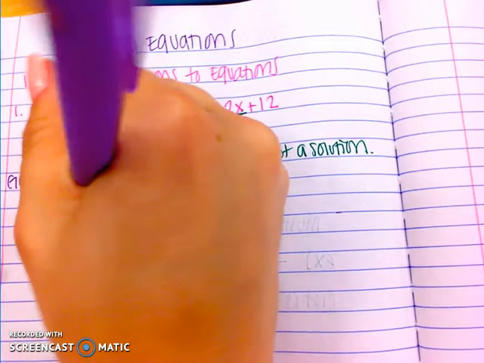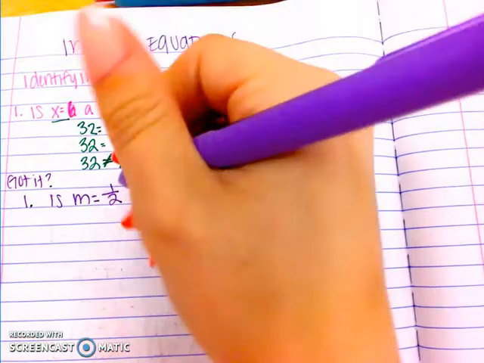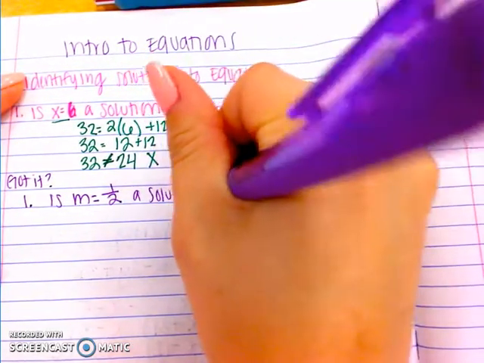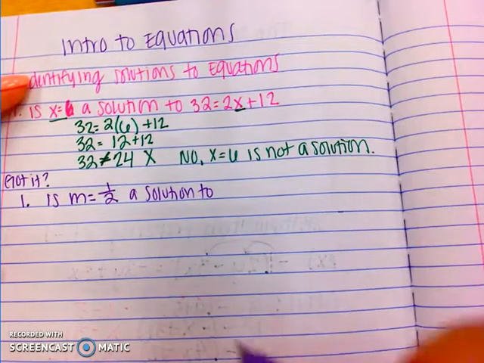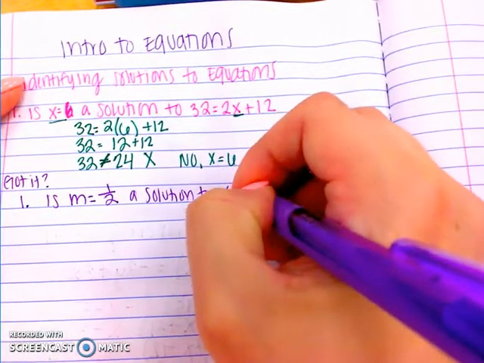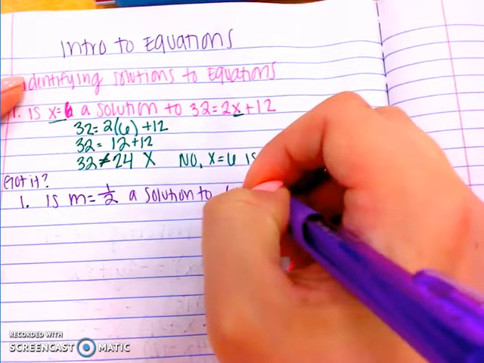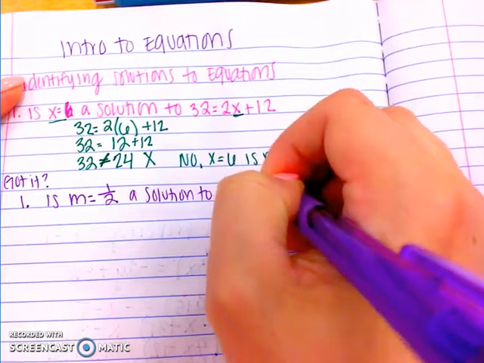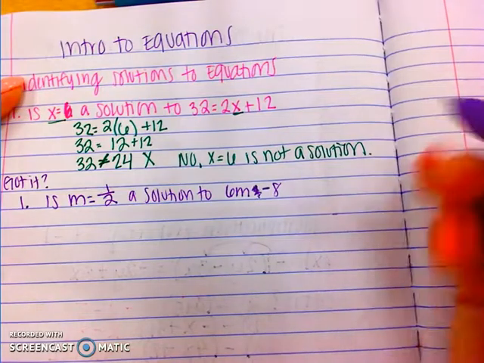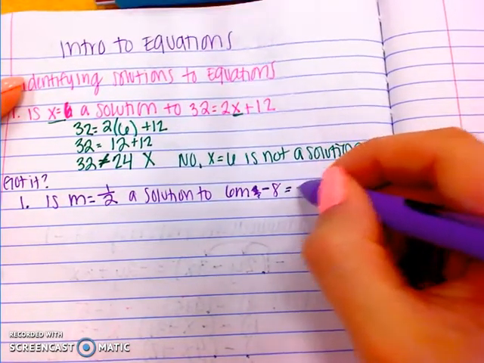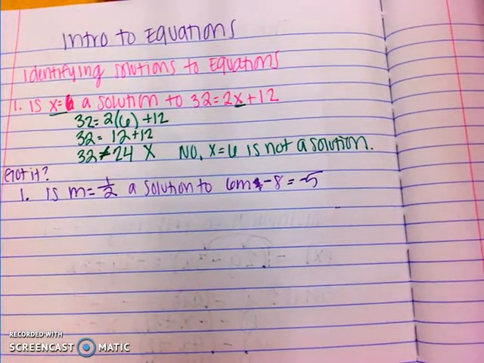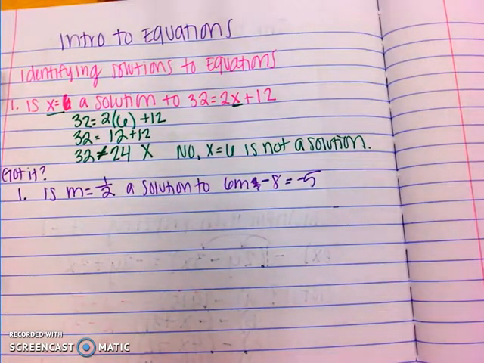Is m equals 1/2 a solution to 6m, say not plus, minus 8, ignore that, equals -5? Go ahead and pause the video and try it, and then unpause when you're done.